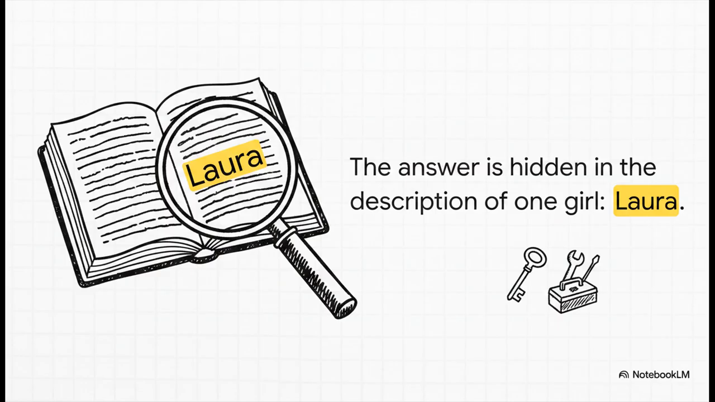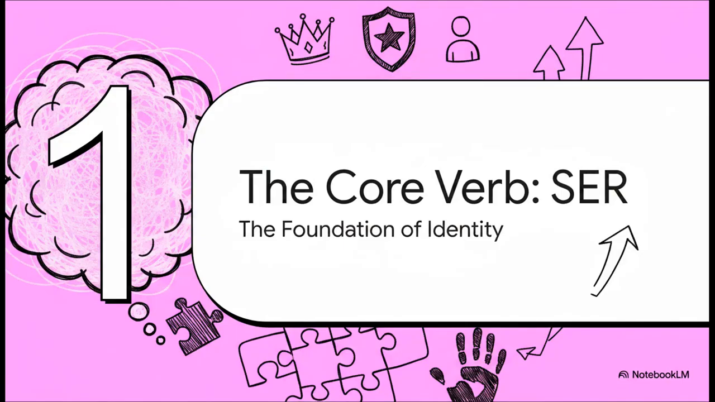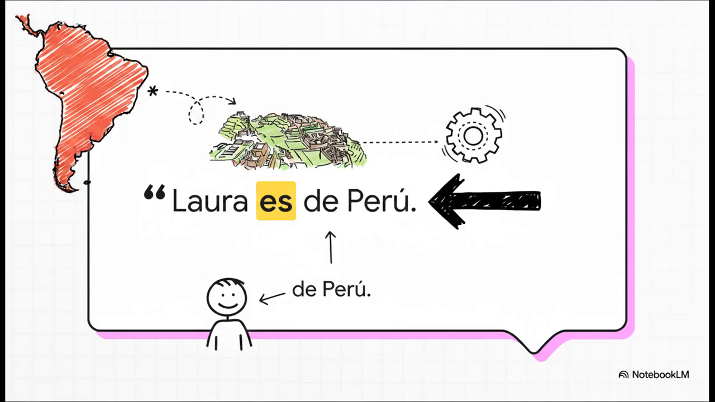First up, we've got to talk about identity. How do you say someone is something? In Spanish, this is a much bigger question than it seems. And the first, most fundamental answer is the verb ser. So the very first thing we learn about Laura is this: Laura es de Perú. This tells us something fundamental, something permanent about her origin. And the key word here, really the engine of the whole sentence, is that little word es.